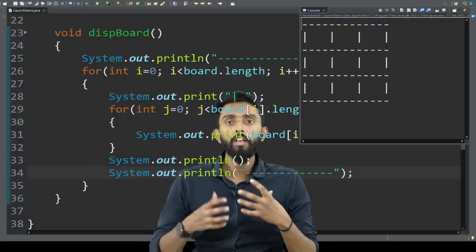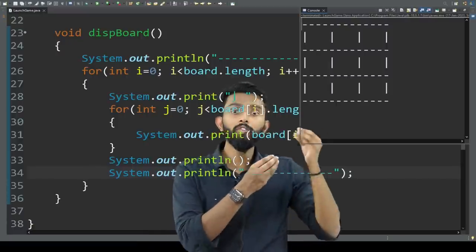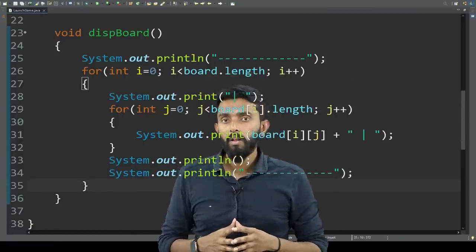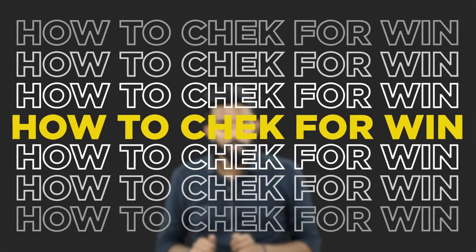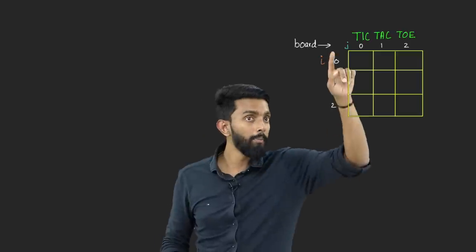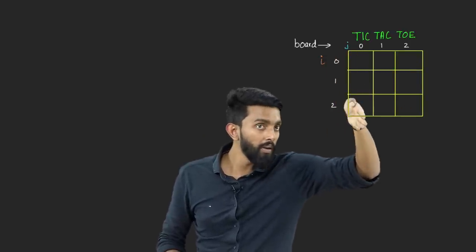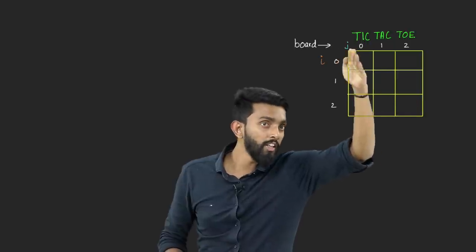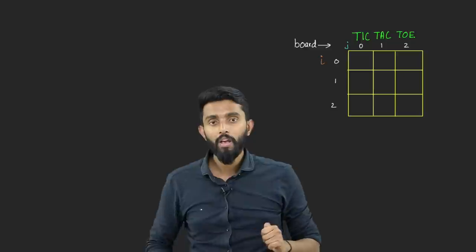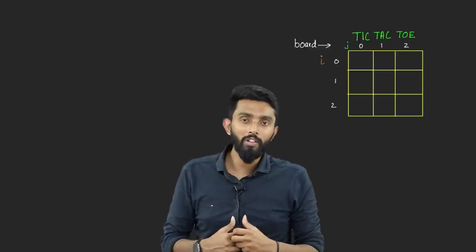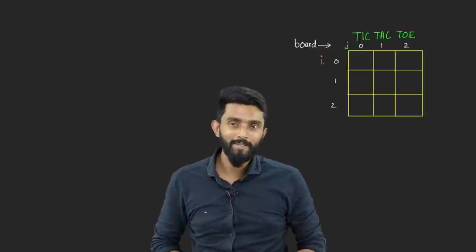Now, naturally, we need to think about different other functionalities. For example, how to place an X, how to place an O, right? Player 1, player 2, I hope you're able to understand. Next, how to check for a win. Now, a win can happen in terms of rows. Win can happen in terms of columns. Win can happen diagonally also. So, how are we going to check for all this and more is what we will look at next.